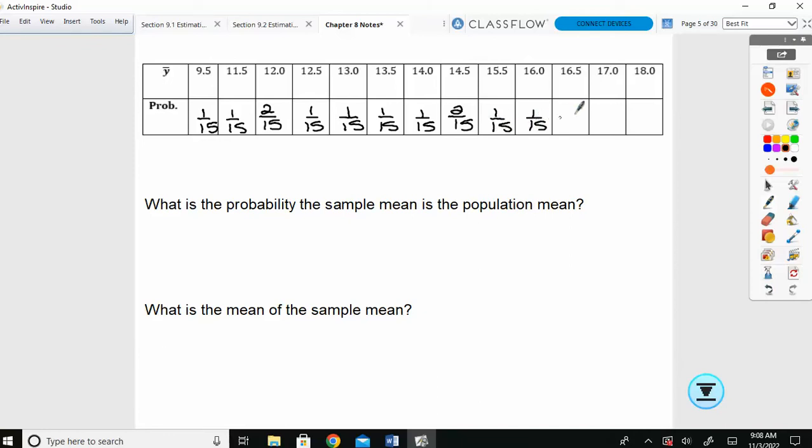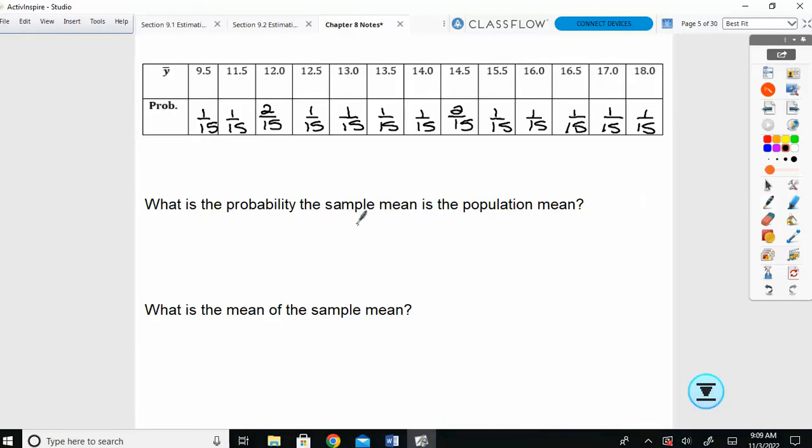So this is what we're talking about when we say a sampling distribution of the sample means. This is a probability distribution of every possible mean from every possible sample of that size. We're not usually going to create these samples. This is just to illustrate where these numbers come from.